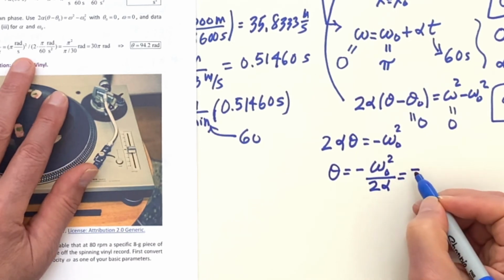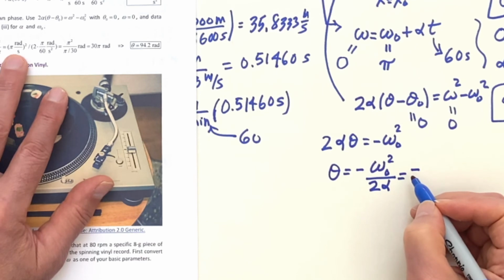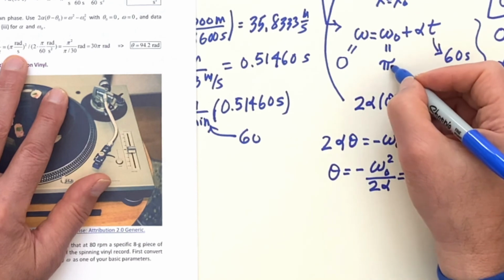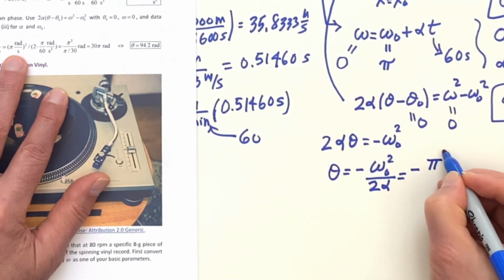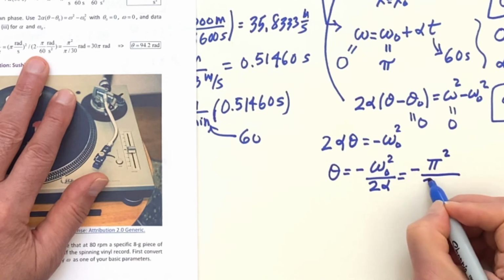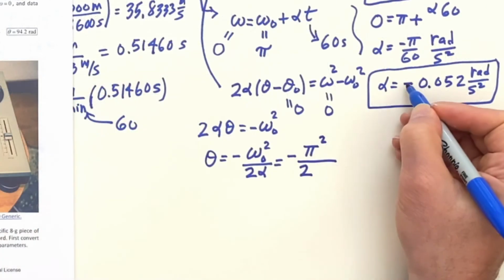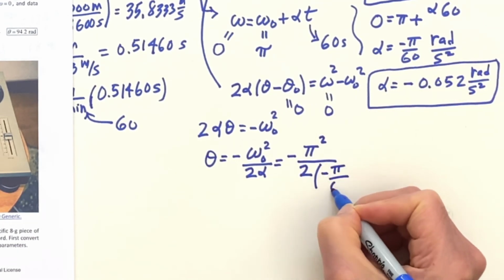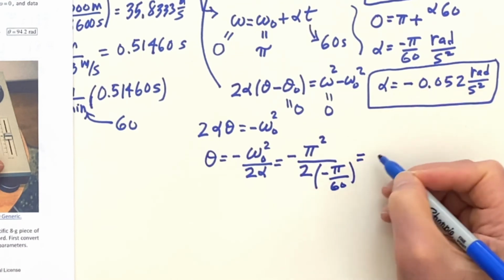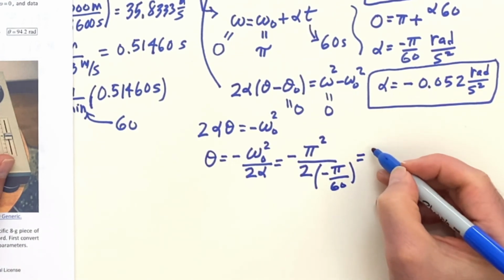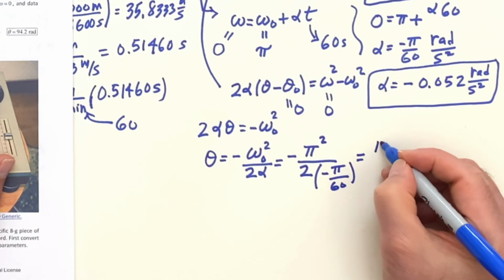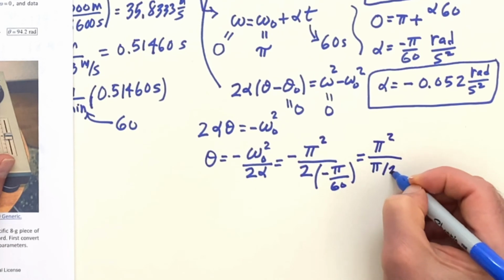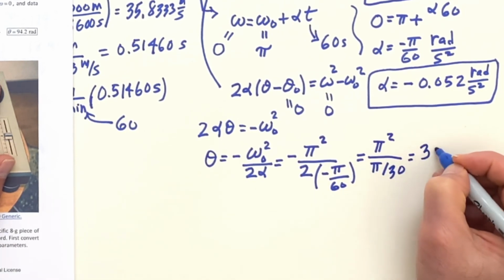And what is the value for omega naught? Well, we're going to go find it. There it is, it's pi. So this is minus pi squared. And then we have 2 times the alpha, and we go find it. It's minus pi over 60. I like to use the pi's here. And the minus signs cancel, and we get pi squared over pi divided by 30, and that is 30 pi.